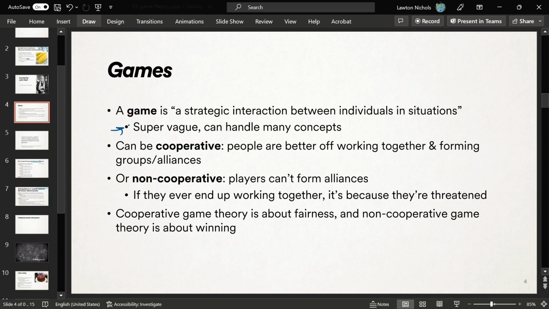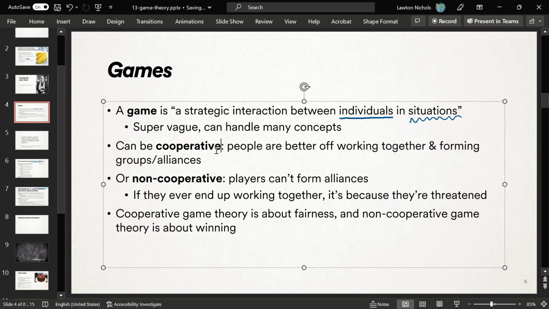It's very vague, and that means it can tell you things about a lot of different, like, potentially weird things that are like driving to work, things that are like really playing a video game or something. So it can handle a lot of different concepts, but the two key pieces are individuals are playing this game, whatever it is, and they're interacting in different situations that you can talk about. So those are the two main concepts. And a game can be either a cooperative one or a non-cooperative one.